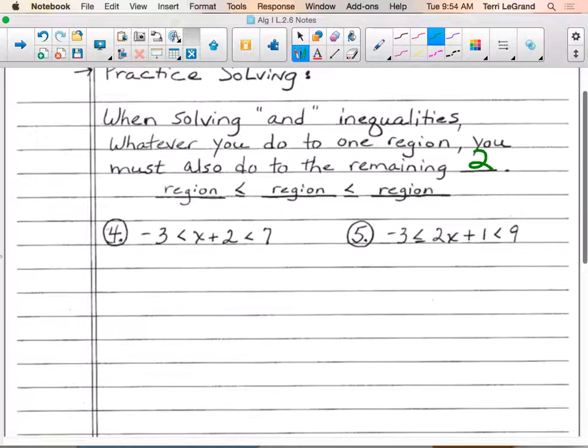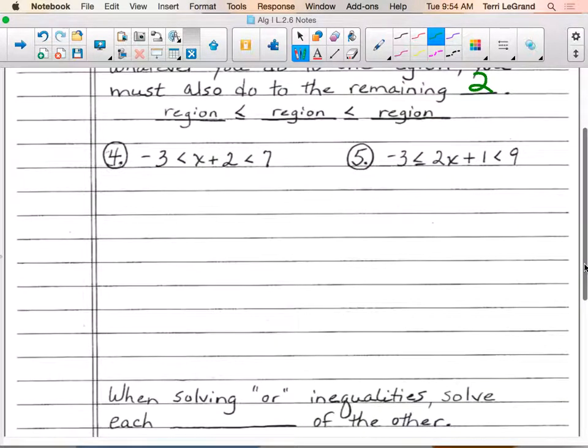So, what should be our focus though? Which region should be our focus? Oh, yes, the middle should be our focus. We should care less about the other 2 until we're actually having to do something to them. So what should we do in this number 4? Subtract 2 from both sides. Subtract 2 from all 3 regions. So in reality, what we've got going on here is 3 regions, 3 sections.